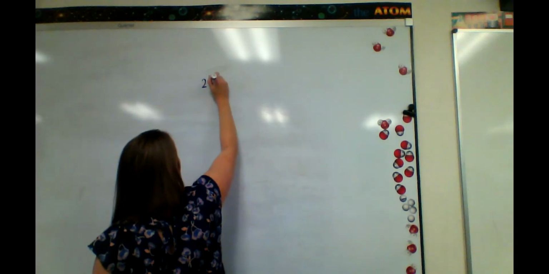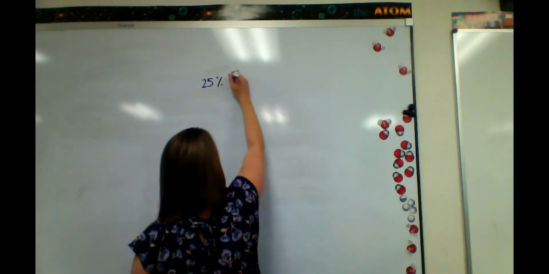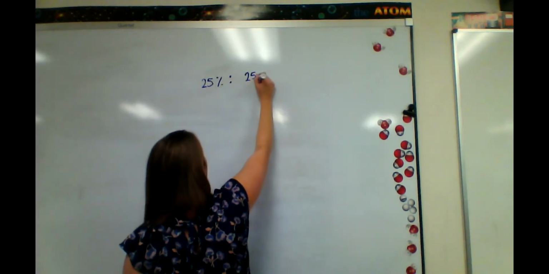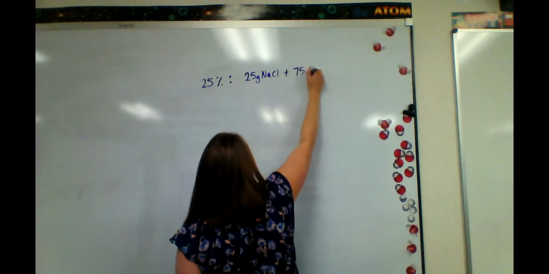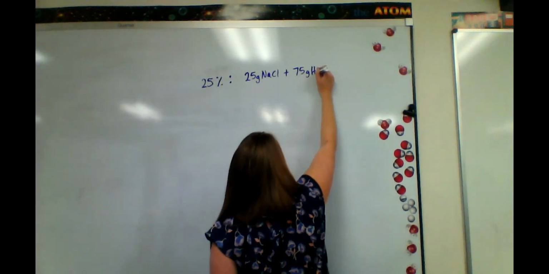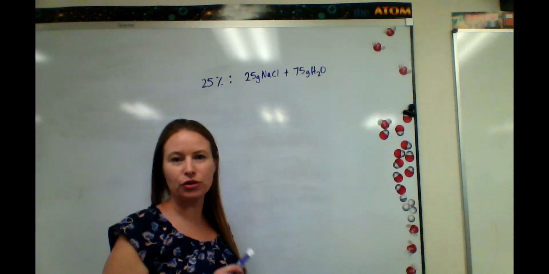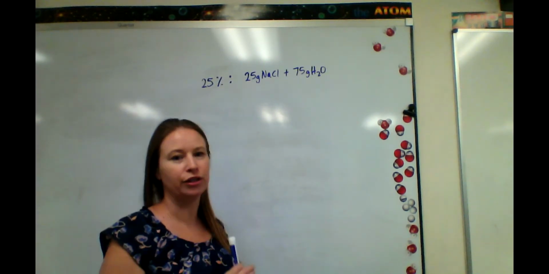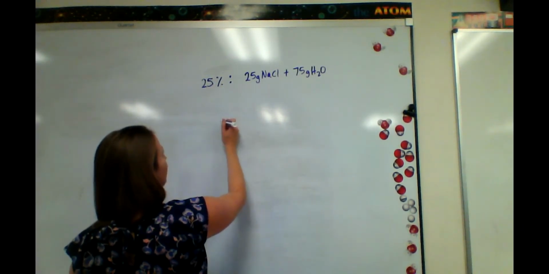We are going to calculate the mass and the volume of water that we need to prepare our solution. So we're going to start with our 25% solution. To prepare our 25% solution, we are going to put 25 grams of NaCl plus 75 grams for a total of 100 grams of H2O. And remember that the density of water is 1 gram per milliliter, so 75 grams would be 75 milliliters of water.